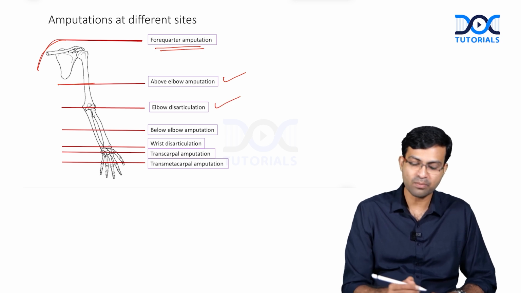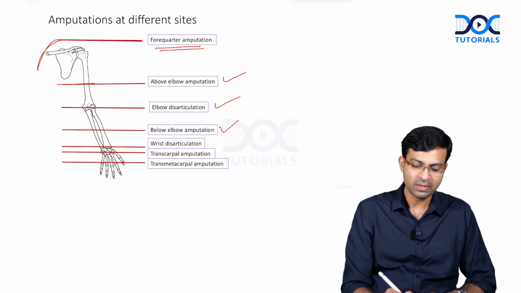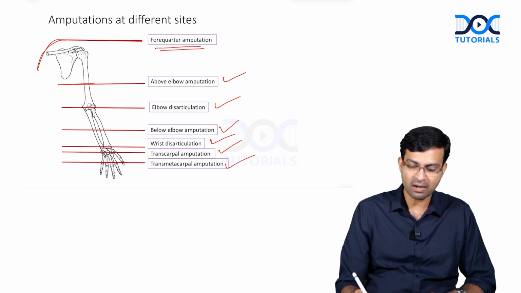Amputation through the elbow is elbow disarticulation. Through the forearm is below elbow amputation. Then you can have wrist disarticulation. Through the carpal bones, we call it transcarpal amputation. Through the metacarpals, it is transmetacarpal amputation.